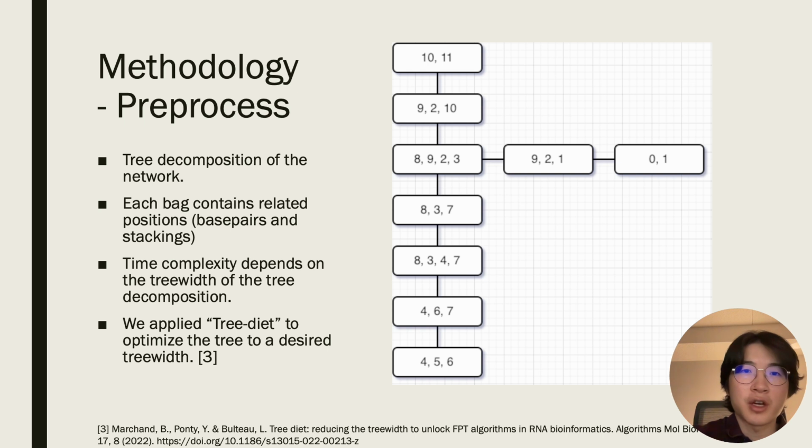Here is a tree decomposition based on the networks in the previous slide. In the tree decomposition, each bag contains positions that are related, for example, base pairs and stackings. Before using the tree decomposition for cost calculation, we needed to be able to bound the time complexity, which in our case depends on the tree width of the tree. To optimize the tree decomposition or to reduce tree width, we applied a method called tree diet. It is a method proposed by Marchand et al. that can slim down the tree decomposition to a prescribed tree width by removing the minimal set of edges.